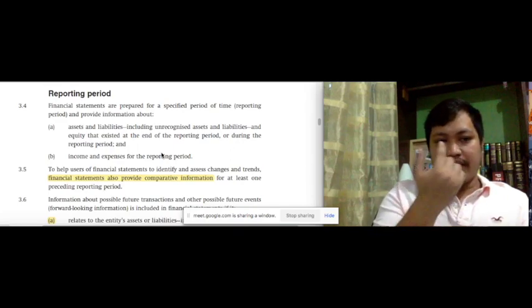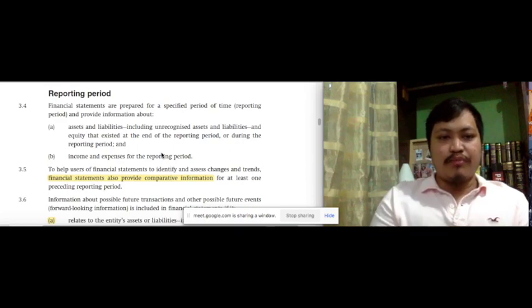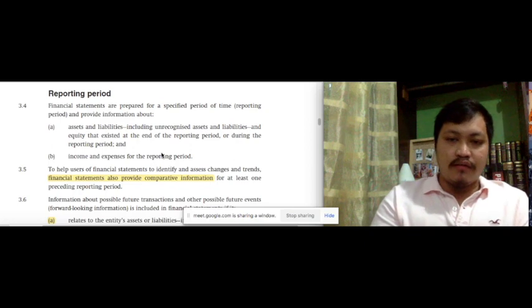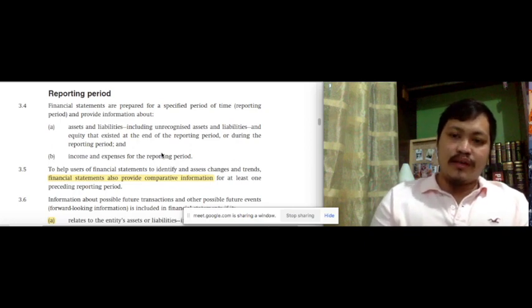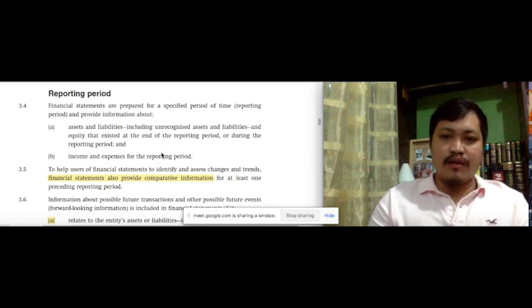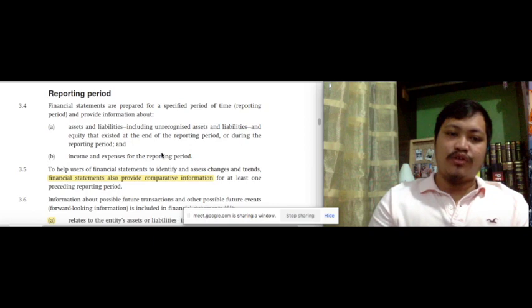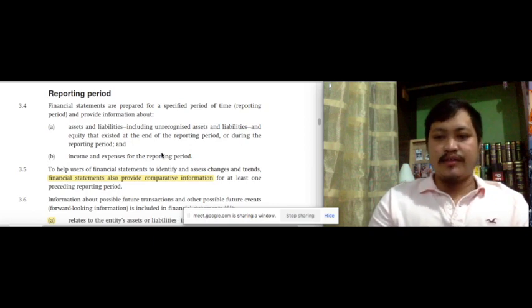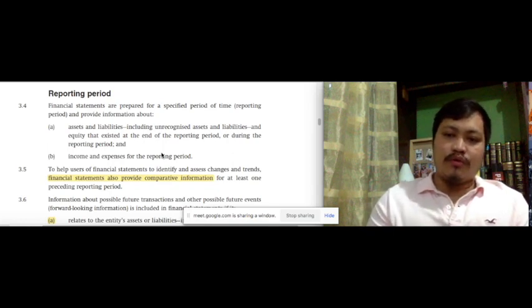Now going back again, I hope it's clear to everyone why we have to have reporting periods. This allows us to provide useful information by giving timely information. Okay, and we cannot just wait for the end of the life of the business to provide financial statements. There's a constant need for financial information, and to provide consistency and comparability, class, we will provide financial statements throughout a uniform or consistent reporting period.